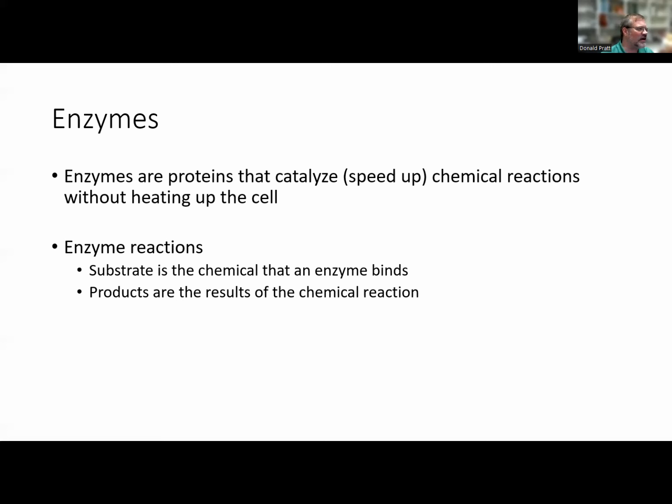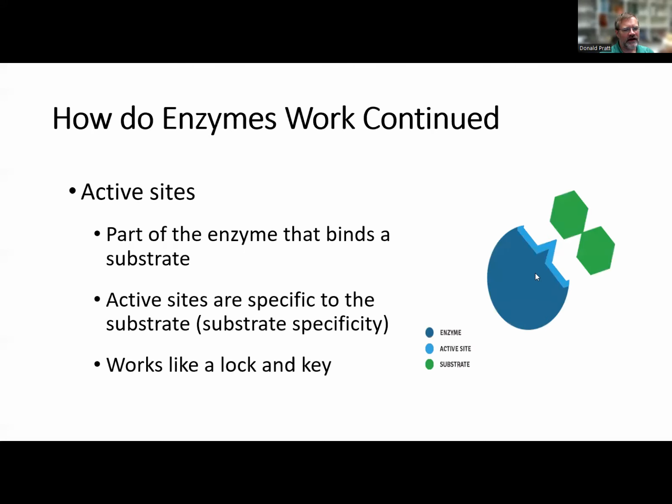Now, when we look at enzyme reactions, we're going to talk a bit about what we call substrates and products. So the substrate is the chemical that the enzyme binds. It's what it's going to work on. And the product is the result of the chemical reaction. So let's take a look at this little animation. Let's do it over again. Here are these two green things. They're going to fit into the active site right here, and then they get broken apart.